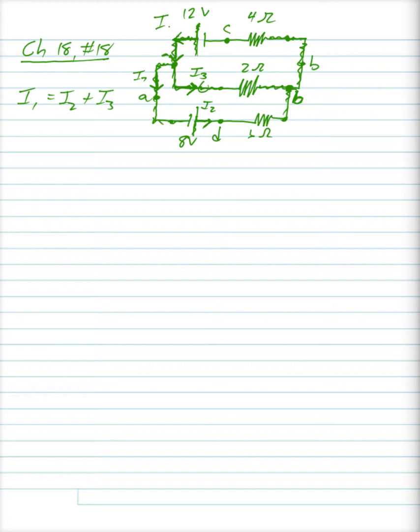Now I've got to do the loop rule. For the top loop, I'm going to go in this direction, and I'm going to consider the top loop only. I'm going to start at point A, and I'm going to go to point C. So I'm starting here, and I'm going over to here.